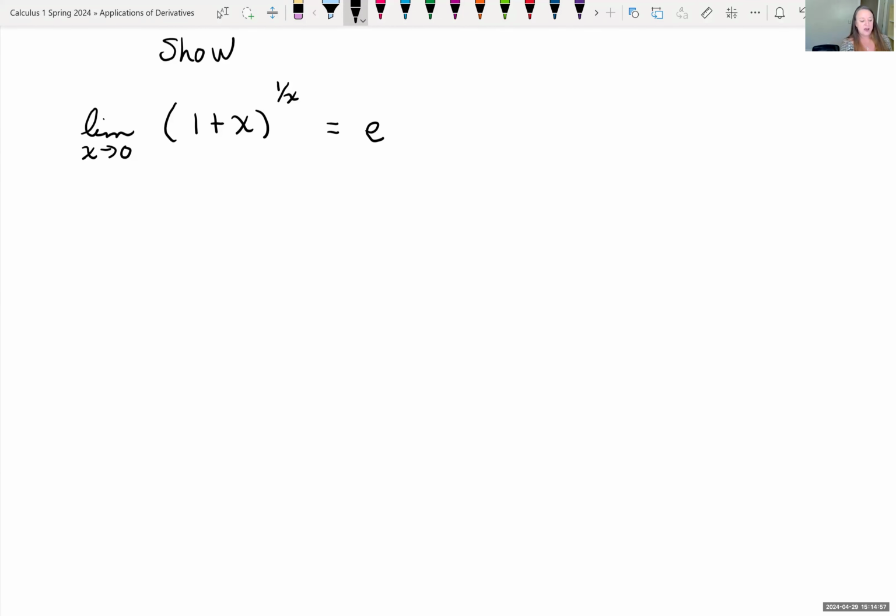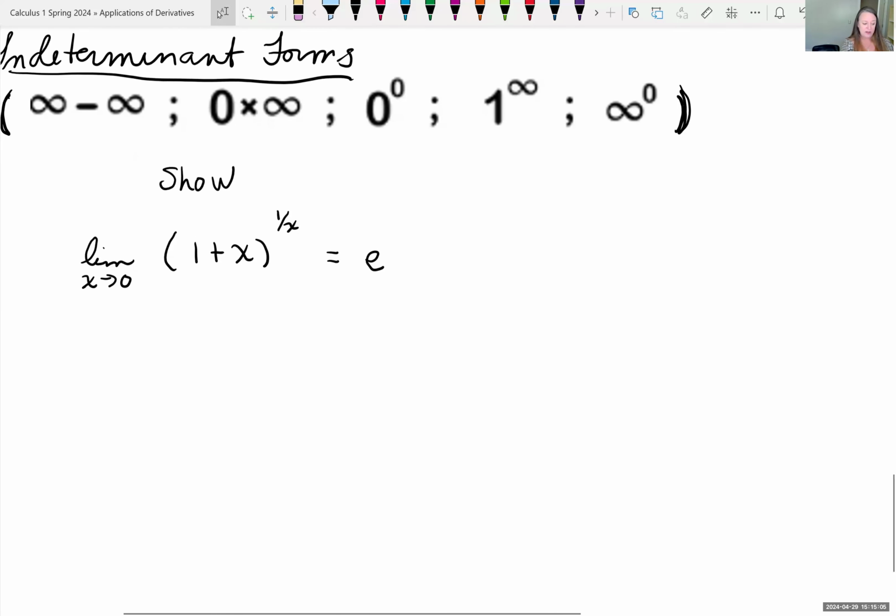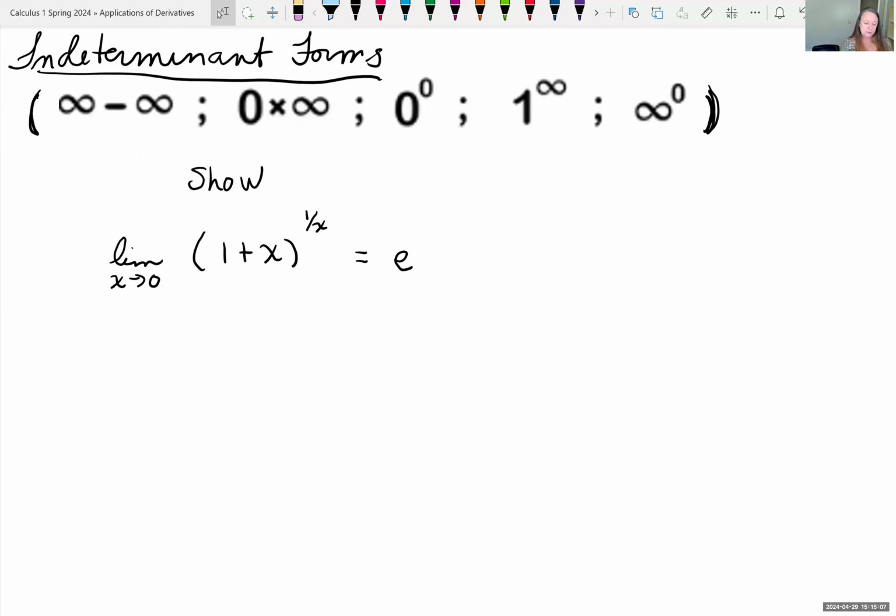Okay, so I have a problem. I'm going to plug in 0 in there, and I'm going to get 1 to infinity. 1 to infinity is one of those indeterminate forms. And so we want to manipulate this. I notice I have a variable in my exponent, so I'm going to rewrite it. So we're looking at the limit as x is approaching 0 of e raised to the natural log of this function, 1 plus x raised to the 1 over x power.